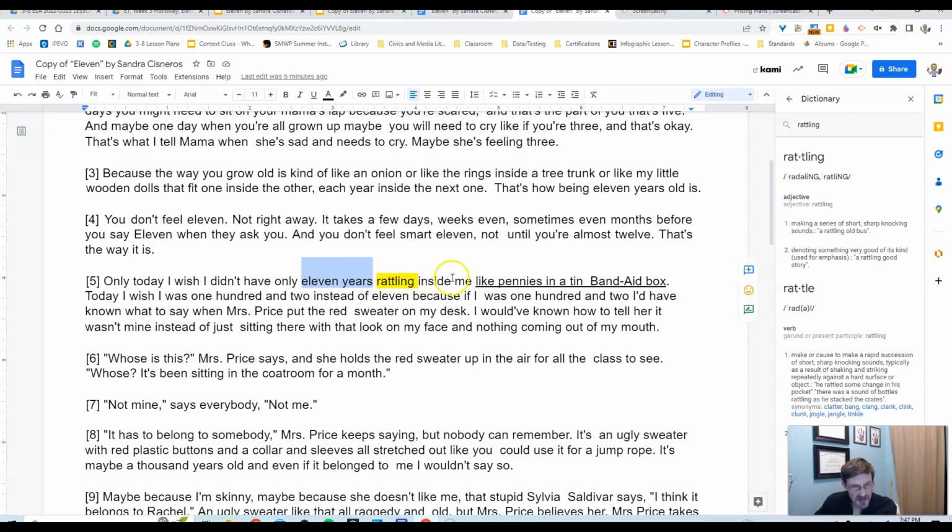And if I have a box that only has 11 pennies in it, it's going to rattle a lot more than somebody, like it says later in this paragraph, "Today I wish I was 102 instead of 11." Because at 102, there's going to be a lot more pennies and you're not going to get nearly as much rattling. So as you're looking at this, don't just look at that definition, what you find in the dictionary, but also look at how it's connecting in the story.